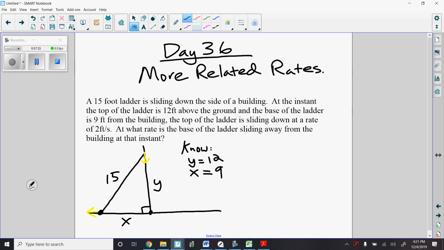What I know now is the top of the ladder is sliding down at a rate of 2 feet per second. It's really important here to see that what is happening to y, that distance from the top of the ladder to the ground. Well, as this ladder is falling down, y is going to be getting smaller in my triangle. So it's really, really important that you see dy dt is not 2, dy dt is negative 2. Very, very important to see that dy dt is negative 2.